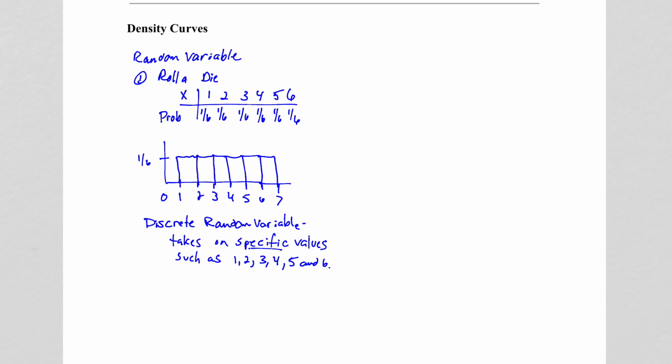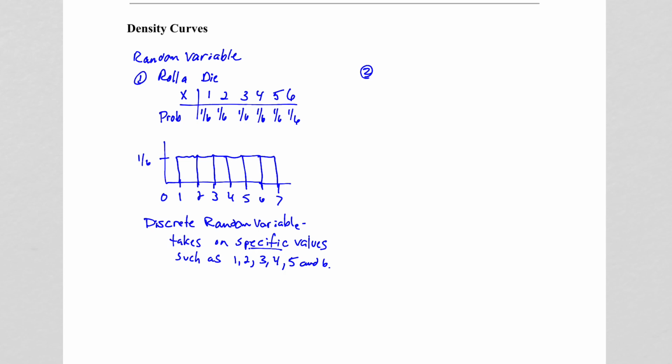Now, they don't have to be whole numbers. It all depends on the situation. It just so happens in this case, when you're rolling a die, it's only going to be 1, 2, 3, 4, 5, 6. If you had a 6-sided die, and instead of 1, 2, 3, 4, 5, 6, it was labeled 0.1, 0.2, 0.3, 0.4, 0.5, 0.6, then those would be the specific values that it takes on. Okay, so the other type of random variable is called, well, let's look at a different situation.